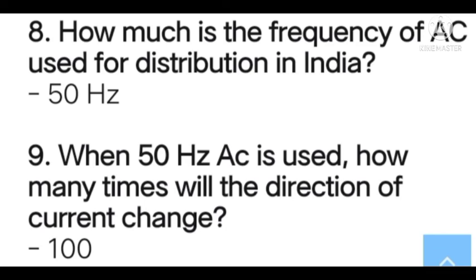When 50 Hz AC is used, how many times will the direction of current change? One time AC is used, 2 times the direction is changed, positive and negative direction. So 50 Hz, 50 into 2 is equal to 100 times. Hertz means changing current in 1 second.